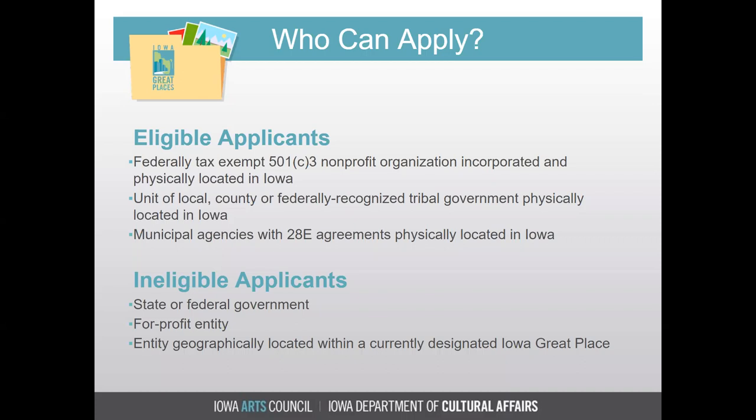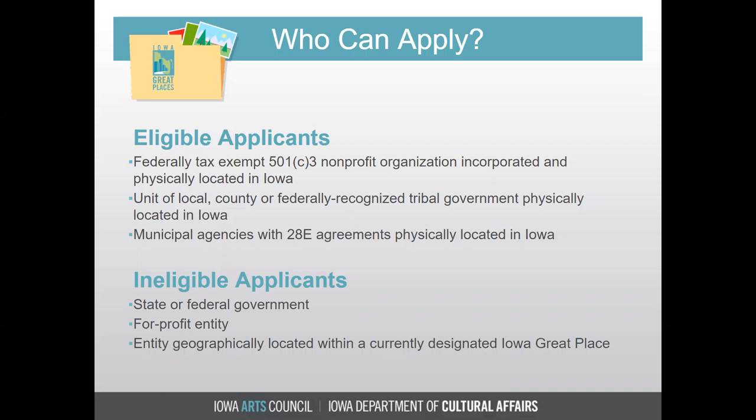Ineligible applicants include unit of state or federal government, for-profit or commercial entity, entities geographically located within a currently designated Iowa Great Place. And in addition to that, the Iowa Department of Cultural Affairs grantees who have an outstanding final report or who have been placed on a department funding moratorium.